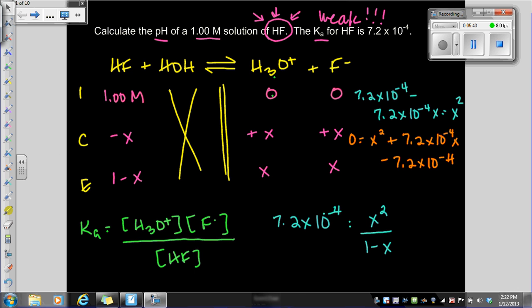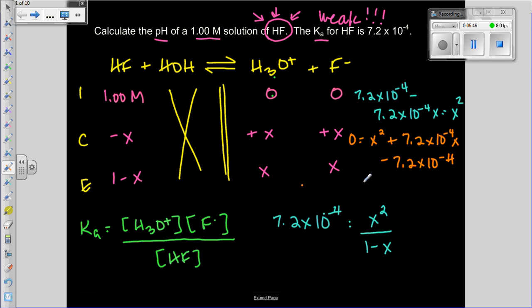Okay, so after I used the quadratic formula, I got a negative x and a positive x, so my positive x is 0.0265. Excuse me, and that would be a molarity.